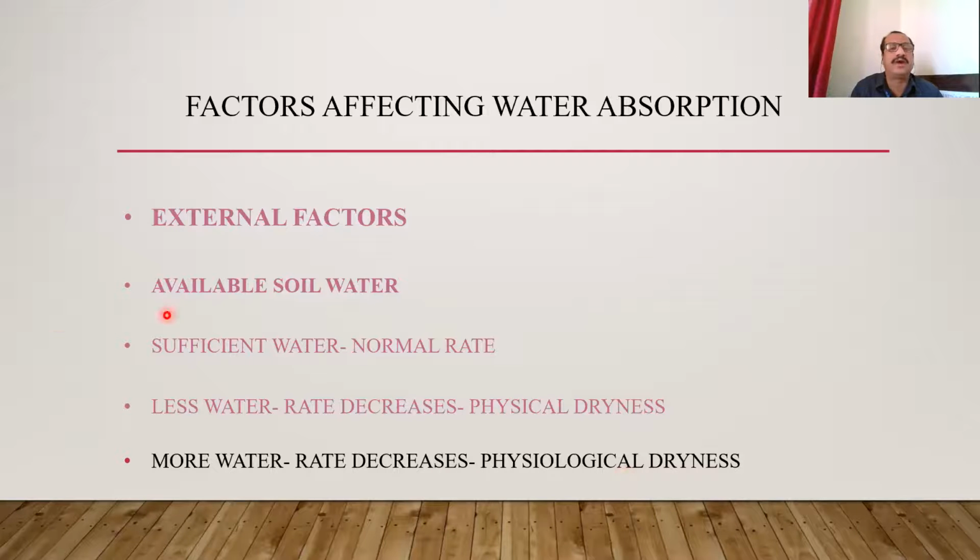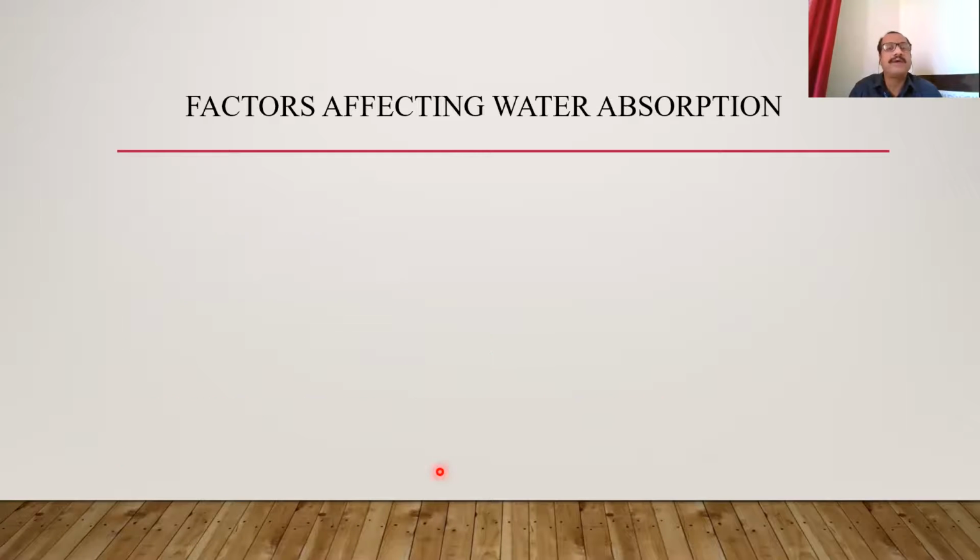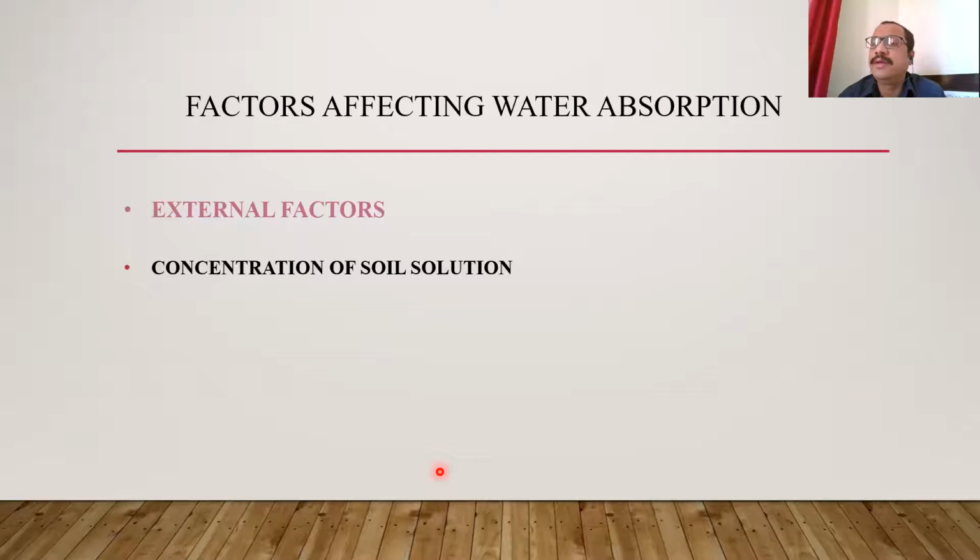So this is the first factor, and how it affects the rate of water absorption. If normal water, normal rate. If less amount, then the rate decreases. If more amount, in that case also the rate of water absorption decreases. The next factor is concentration of soil solution. What is the concentration of soil solution? That we have studied in the osmotic method of water absorption.